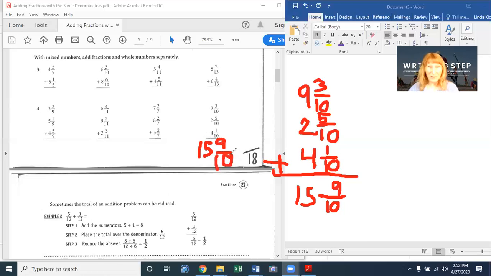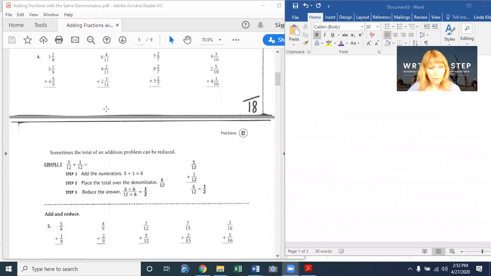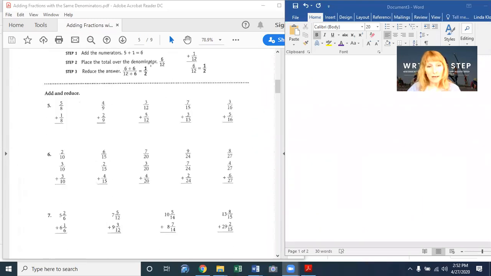Okay, so I think you're getting the hang of it. So let's clear our screen and let's go on up to row 5 here. Okay, let's look at the first problem in row 5. 5/8 plus 1/8. Now what's going to happen, as I had said earlier, is that fractions are sometimes going to need to be reduced. So this is going to start happening now as we get further along in the rows. So we have 5/8 plus 1/8.